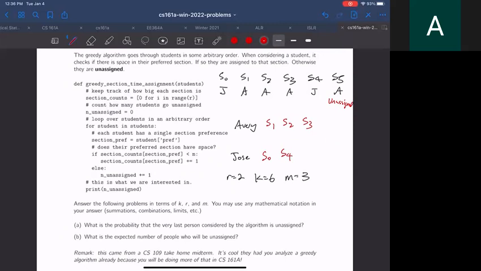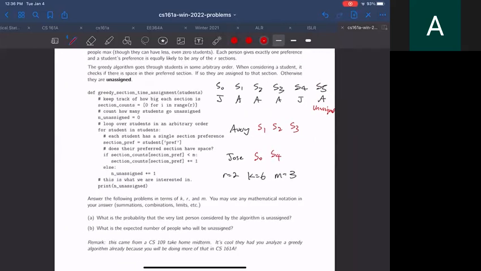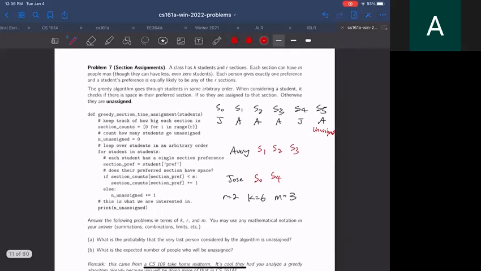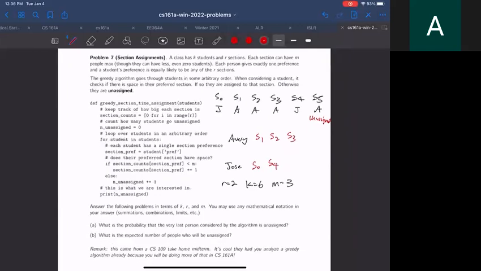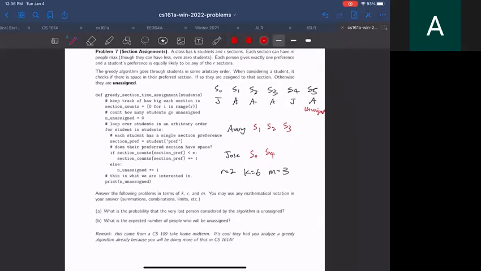And the problem we want to answer is, what's the probability that the very last person considered by the algorithm is unassigned? So what we should remember here is that each student's preference is random. It's equally likely to be any of the sections here.